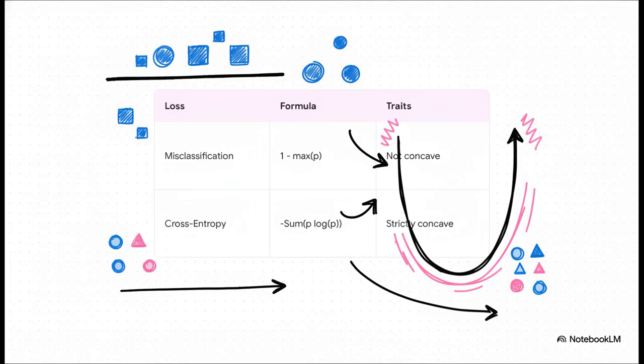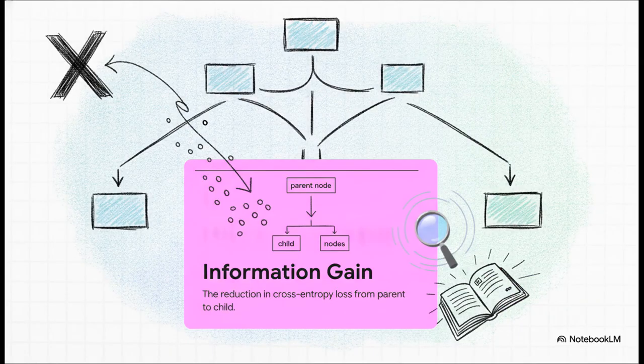It is incredibly sensitive. And because of that incredible sensitivity, cross-entropy is absolutely the gold standard metric for growing classification trees. From an information theoretic perspective, cross-entropy measures the number of bits needed to specify an outcome given a known distribution. When we calculate the reduction in cross-entropy loss from a parent to its children, we call that information gain. We are quite literally measuring how much new information our split has given us about the dataset.